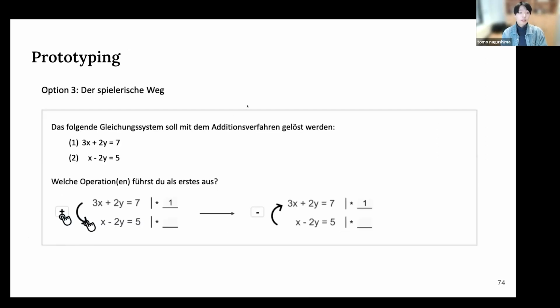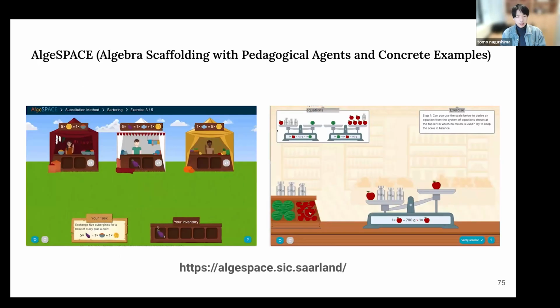We did a lot of prototyping sessions, again, sorry, in German, but I think you can get an idea that we were trying to do some drag and drop, some interactive thing that might help students understand the procedure. And after several iterations, we created this software.